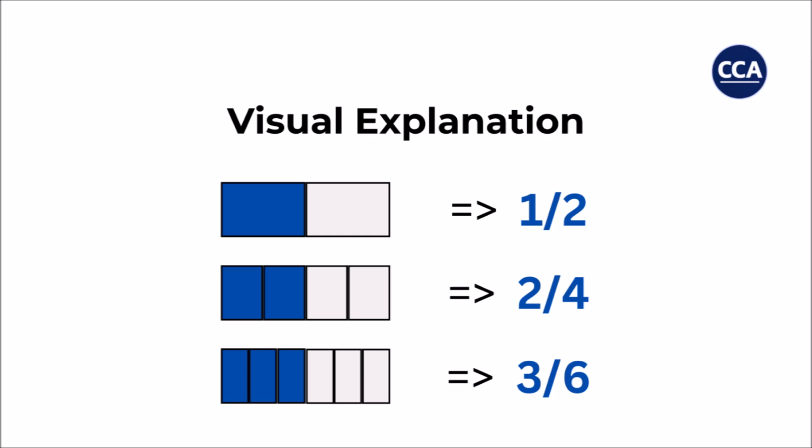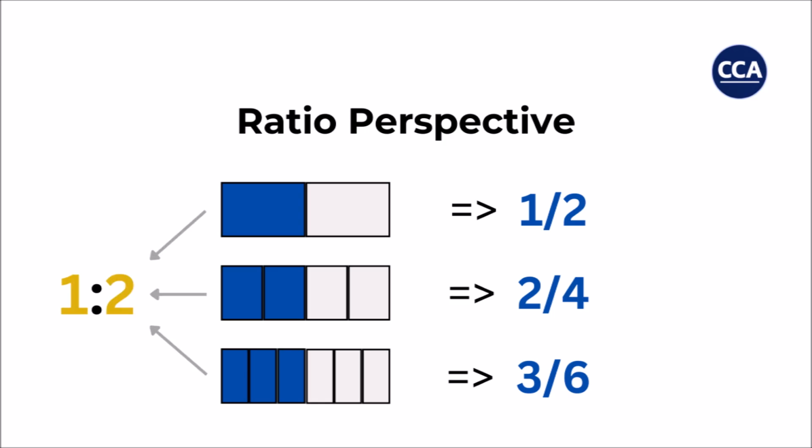Now, if you watch this slide closely, you will find another interesting perspective about equivalent fractions. And that is ratio consistency. Have you noticed that in all these 3 rectangles, the shaded area is exactly half of the total area of the rectangle? That means the ratio of the shaded area to the total area of the rectangle stays the same, and that is 1 to 2.